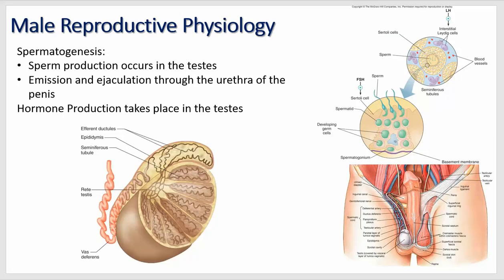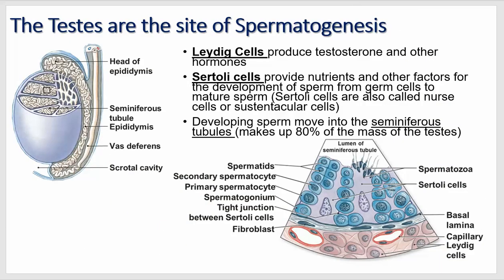All right, so let's go ahead and dig into the male reproductive physiology. Spermatogenesis is the purpose of the reproductive system in males, to make sperm. In females it is ovulation, the production of eggs and ovulation. So spermatogenesis is the production of sperm. Sperm production occurs in the testes, and then it has to leave through emission and ejaculation through the urethra of the penis. And then a lot of other stuff. Hormone production takes place in the testes, which is associated with sperm development, but also some of the other characteristics that we've talked about.